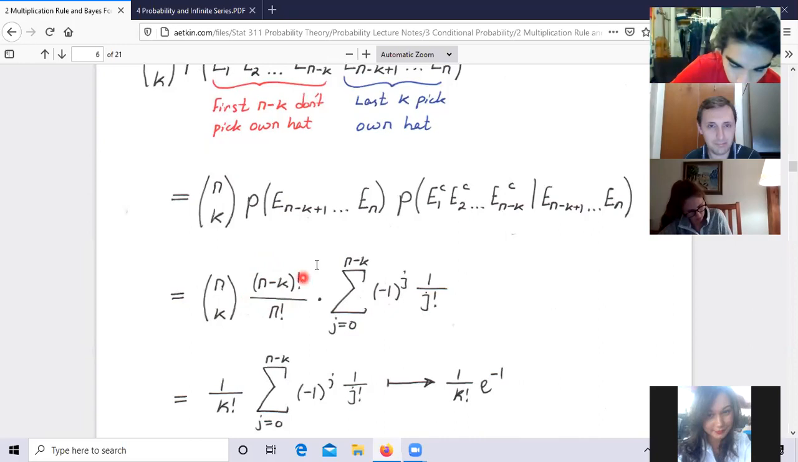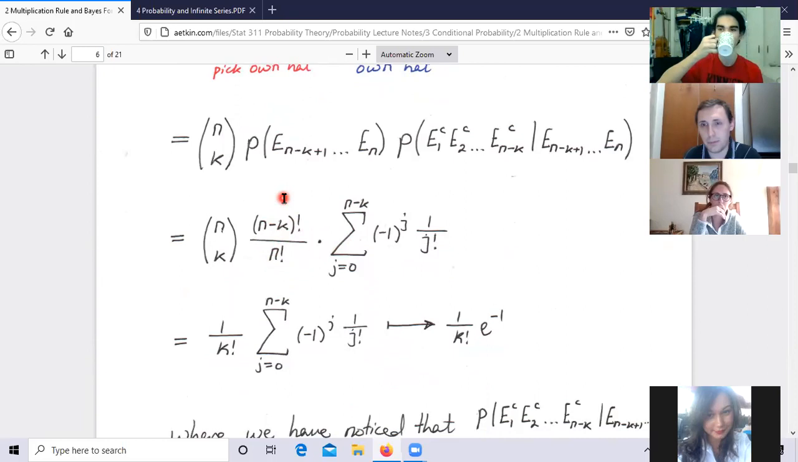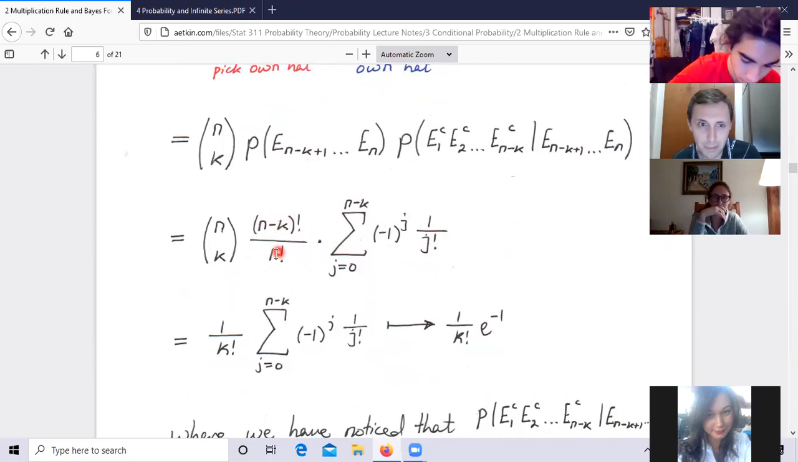Everybody does, right? It's like if you have a Jewish mother, you would understand. Like, do what you like, bubele. I don't care. Marry who you like, right? And by that, of course, she means n minus k factorial over n factorial.